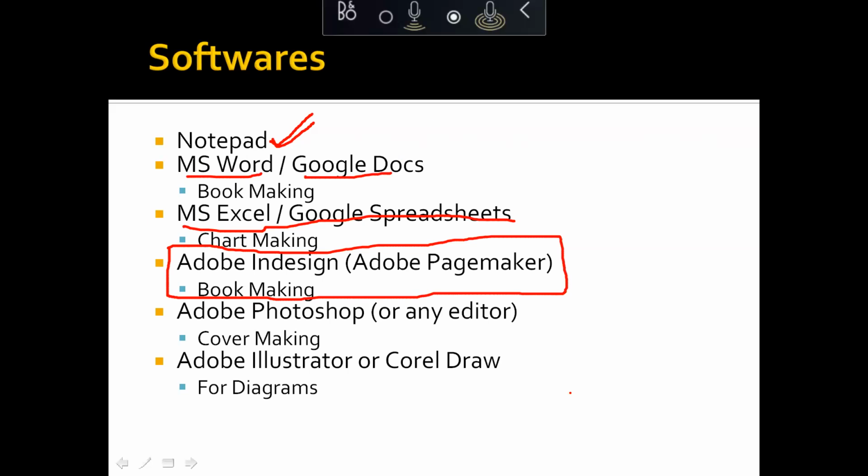And if you want to make the cover, you can use Adobe Photoshop or any editor. Now you have got Canva. There are good apps itself, you can make the cover. Then if you want any diagrams, you can use Adobe Illustrator or CorelDraw. So these are the minimum softwares you require. Unless you have too many diagrams and too many charts, I think MS Word alone or the other equivalent Write alone will suffice.